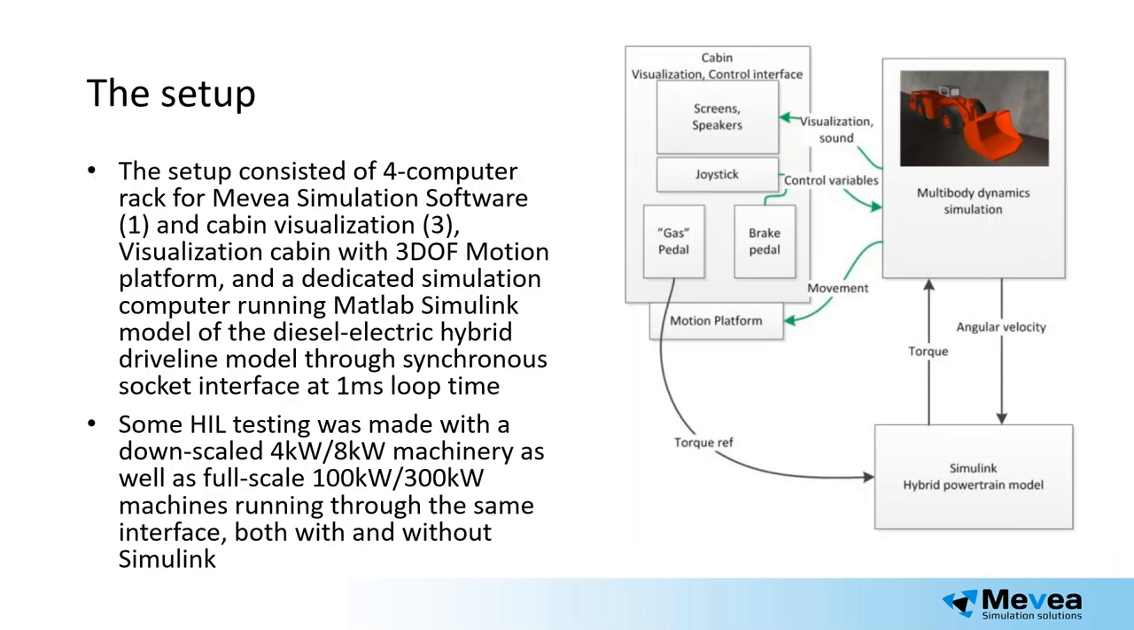The setup consisted of four computer racks dedicated purely to the Mevea simulation software. One was running the solver itself, doing all the heavy calculations, and the three other computers were dedicated to visualization. The visualization was done with a simulator cabin sitting on top of a 3 degree of freedom motion platform.